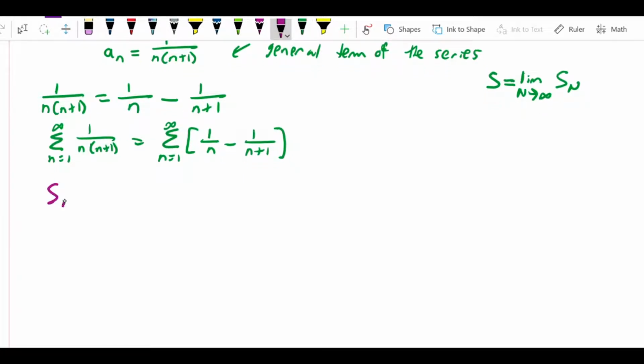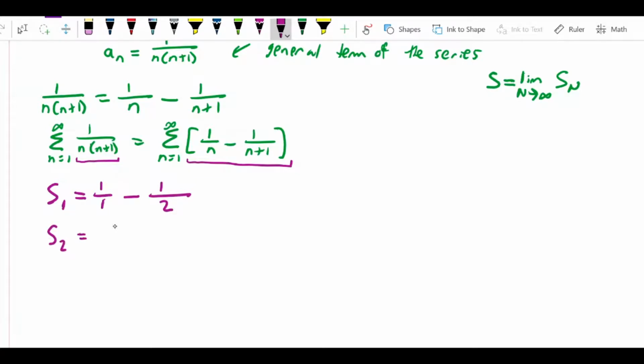Let's write out S1, which is going to be the sum of the first one term, in other words, the first term. Since we're using this expression for the general term of the series, because we determined it was equivalent to this general term, S1 is just going to be 1 over 1 minus 1 over 1 plus 1, which is 1 over 1 minus 1 over 2.